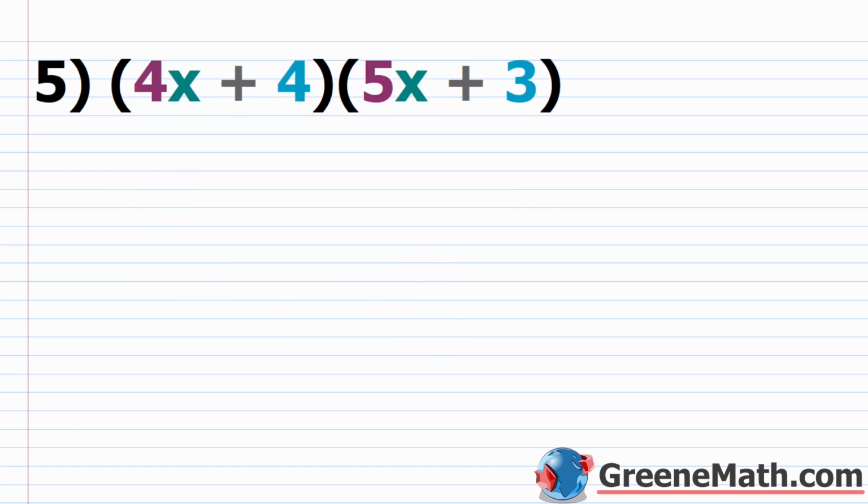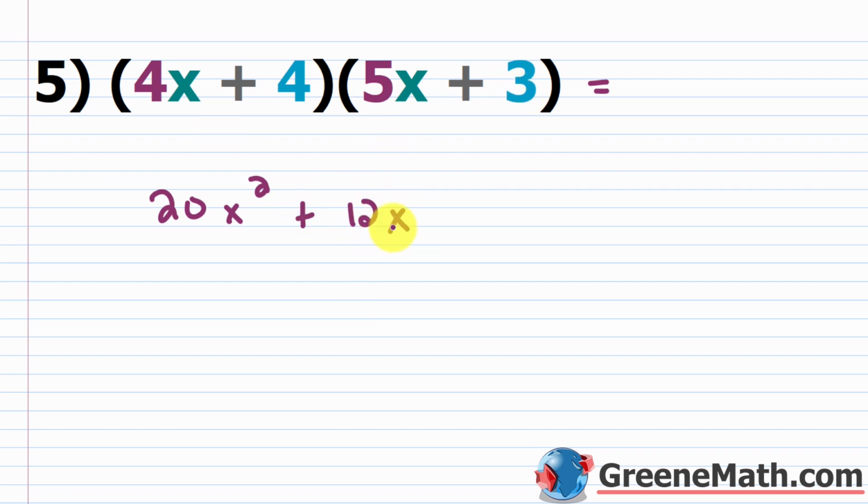Okay, let's look at problem number 5. Again, the product of two binomials. So we have the quantity 4x plus 4 times the quantity 5x plus 3. So again, we're going to do the first terms. 4x times 5x, again, 4 times 5 would be 20. X times x would be x squared. The outside terms, you'd have 4x times 3. So that's plus 4 times 3 is 12.